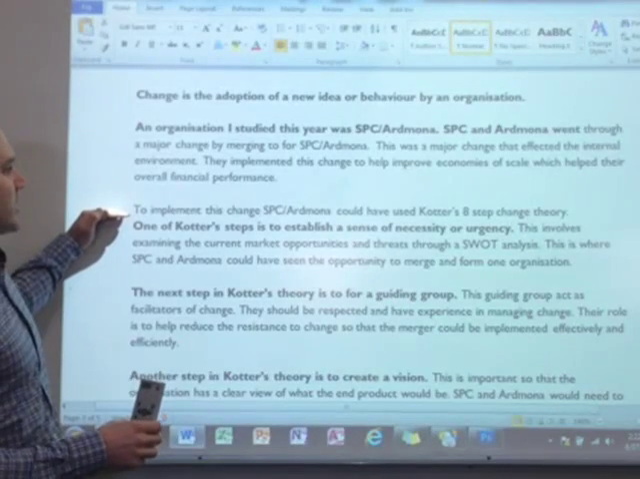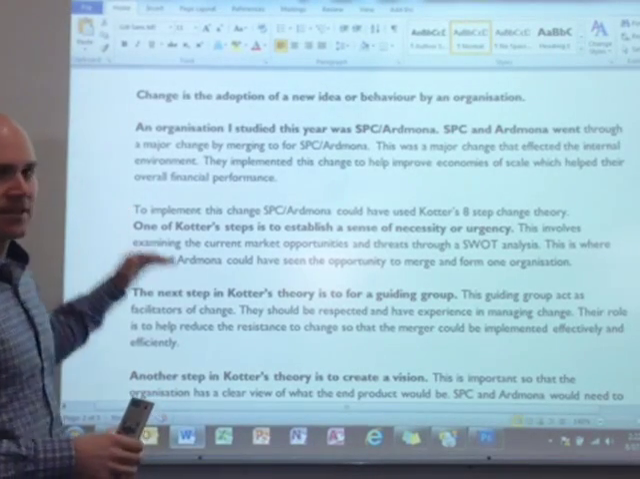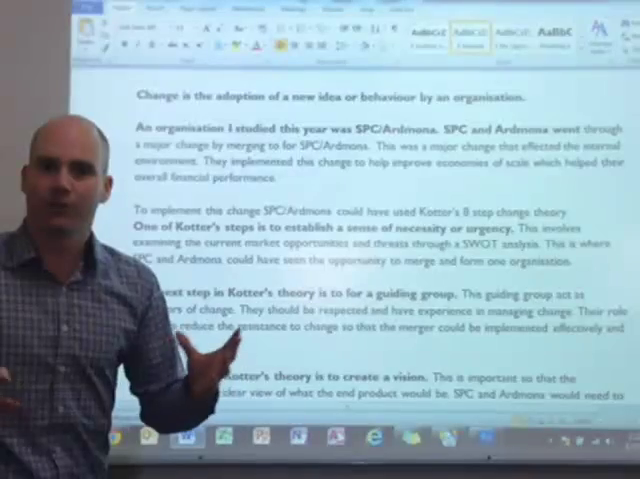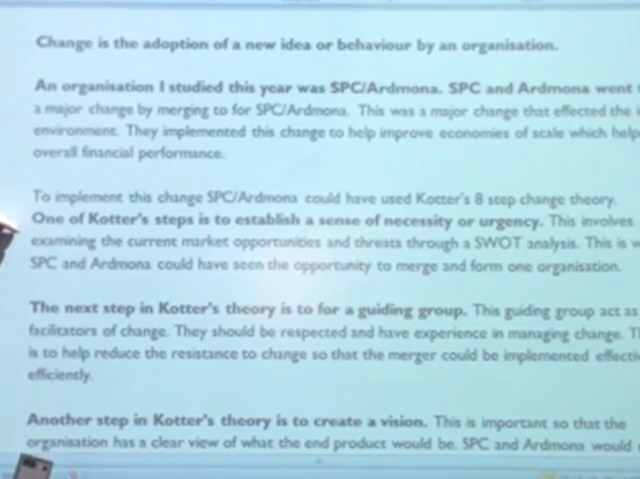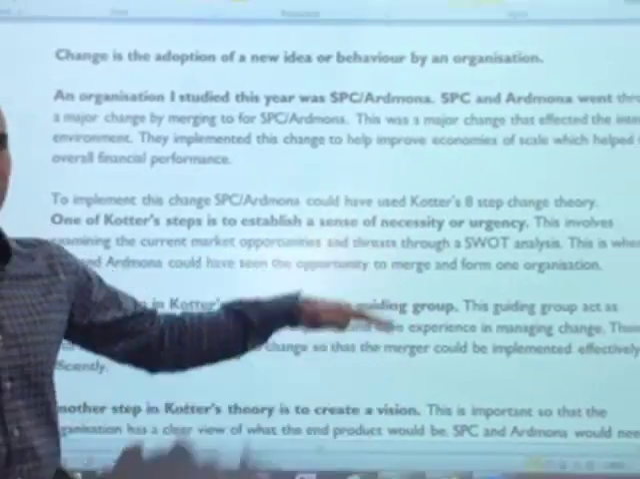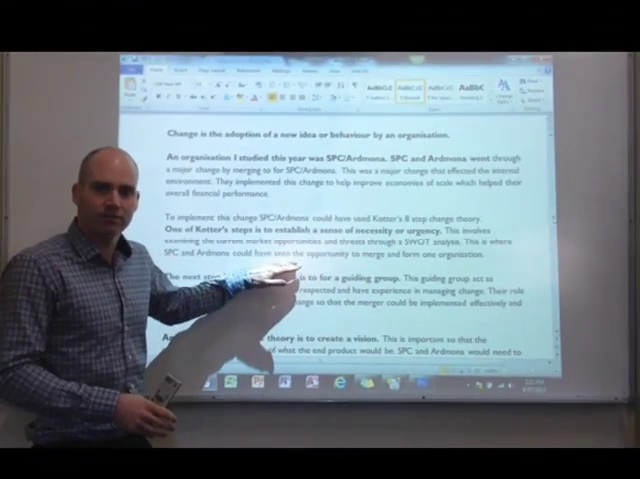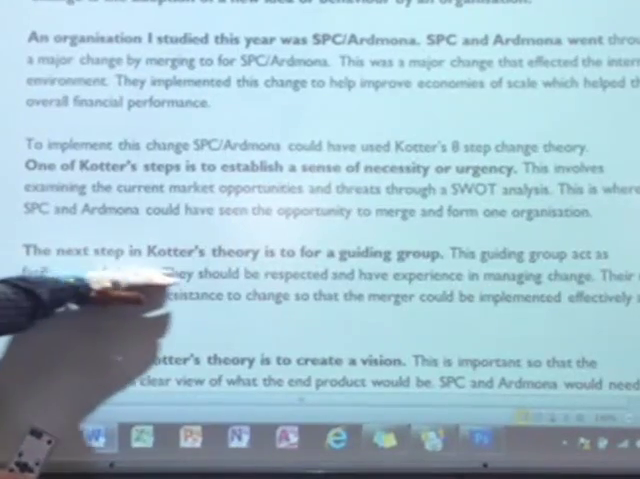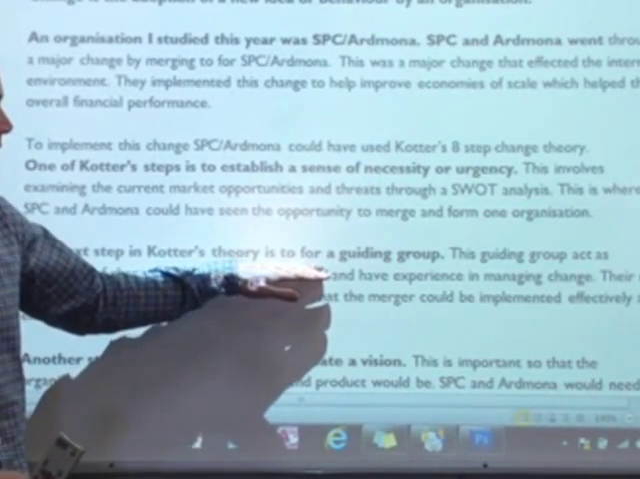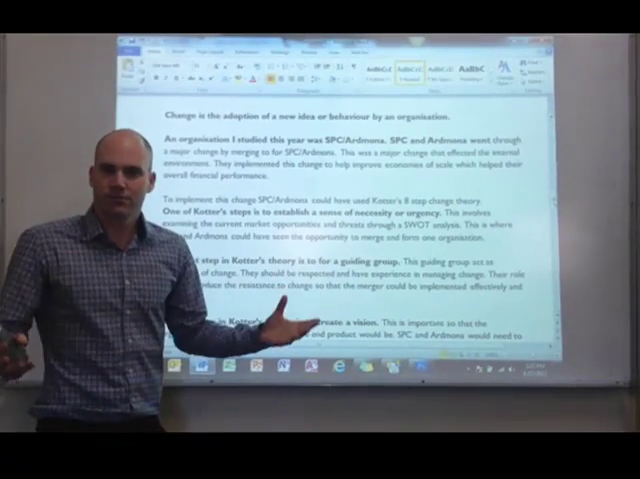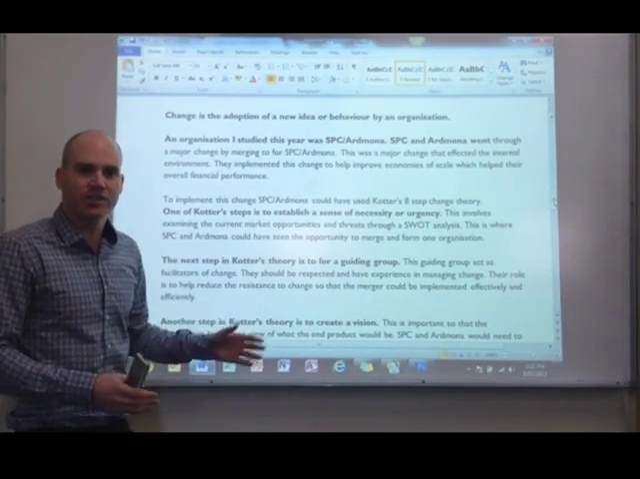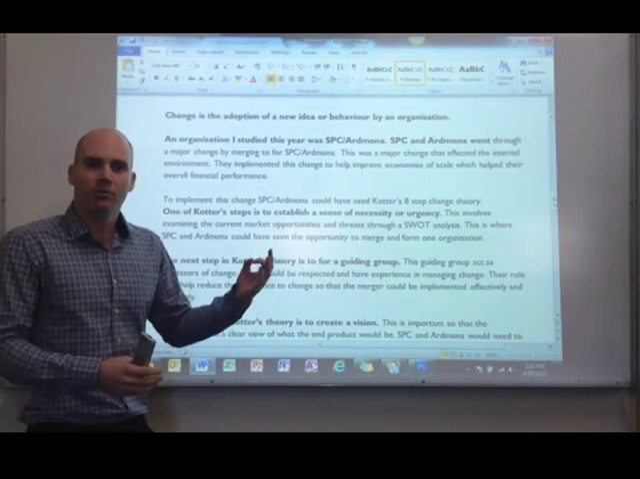To implement this change, SPC Ardmona could use Kotter's 8-step theory, and remember we need to explain 4 steps, and that's what we're going to do. One step of Kotter's theory is to establish a sense of necessity or urgency, and then we explain that step. Next step in Kotter's theory is to form a guiding team. So we're just going through each of these 4 steps. There's 8 steps to choose from, and we've chosen 4.